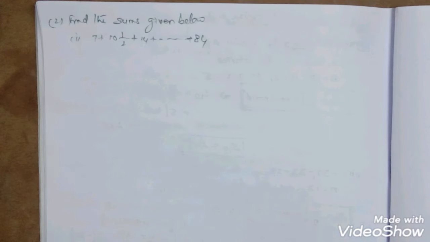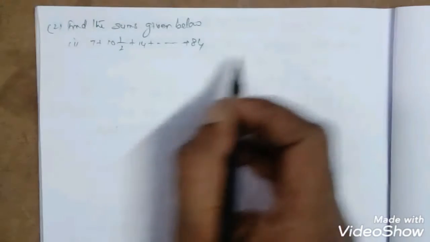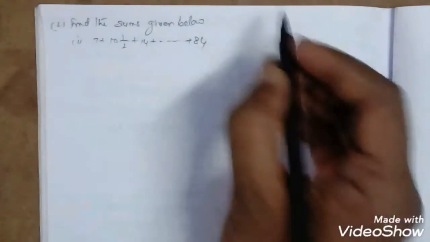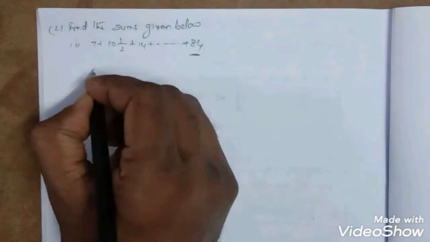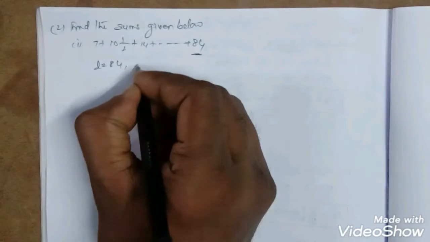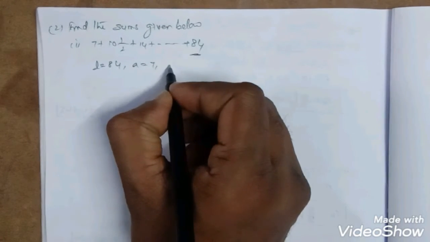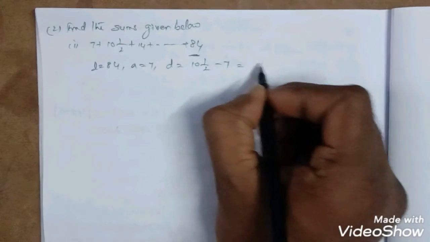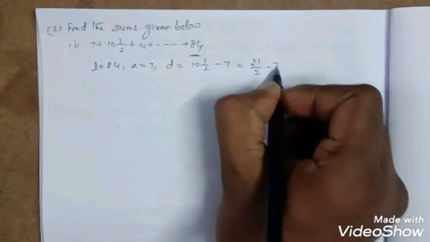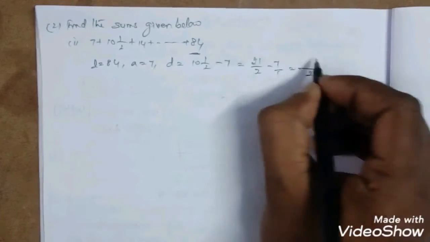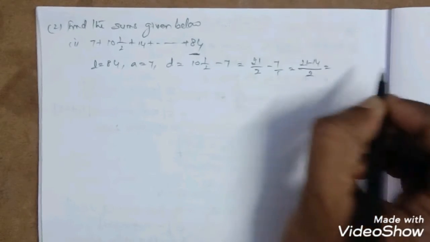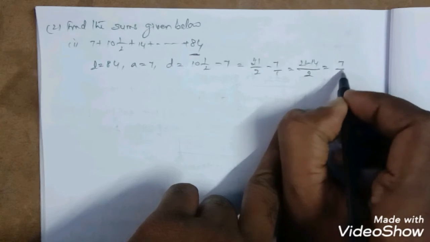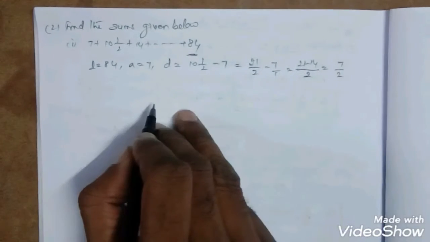Okay, now coming to the next question, find the sums given below. Your question is given as 7 plus 10 1 by 2 plus 14 plus so on up to 84. Now here the last term is given, so l is equal to 84 and a is equal to 7 and d is equal to 10 1 by 2 minus 7. So I can write this as 21 by 2 minus 7. If you take LCM 2, that is 21 minus 14, which is nothing but 7 by 2, right? So d value is equal to 7 by 2.